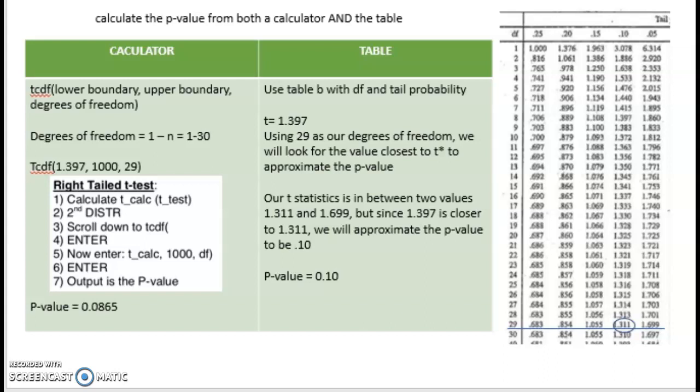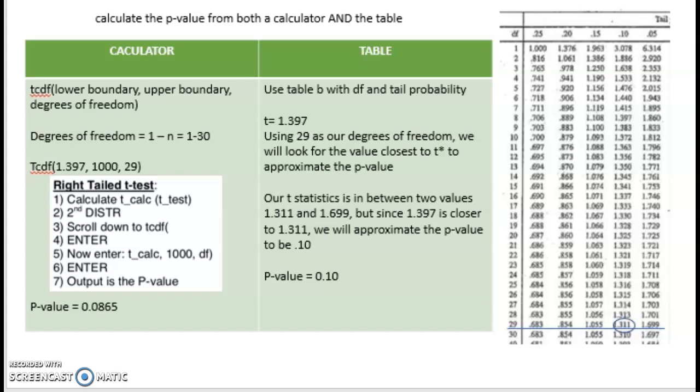On a TI-84 calculator, you'll go down to second distribution, and you'll see tcdf. When you're plugging in your values, you have your lower boundary, which is your t-statistic, your upper boundary, so since we're doing a right-tailed test, we're going to go all the way to 1,000, and then the degrees of freedom, which is 29. Press enter, and that'll give you a p-value of 0.0865.